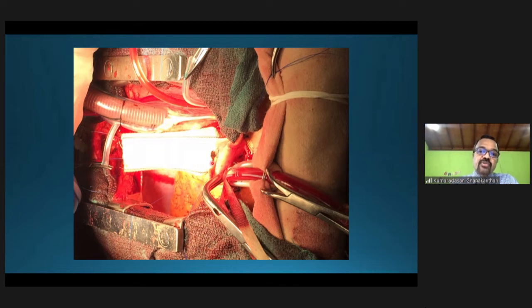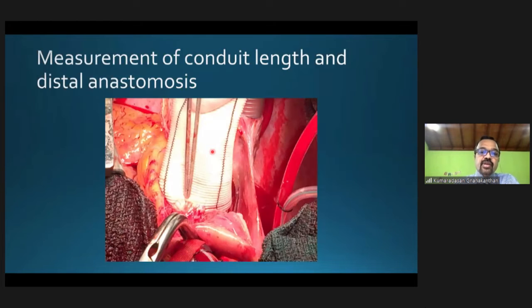And then you can use electrocautery or maybe a number 11 blade and make a circular incision where you are going to have a coronary button. And if it is in the Marfan syndrome, it's better to have the smallest coronary button possible. And like that, the right coronary also, you will have to do on the right coronary.